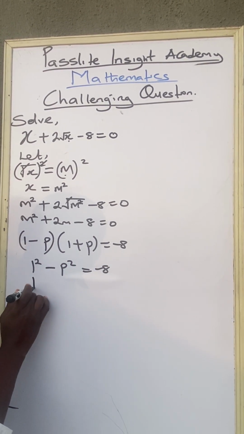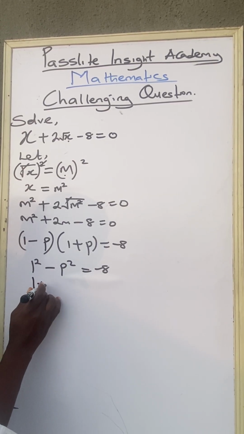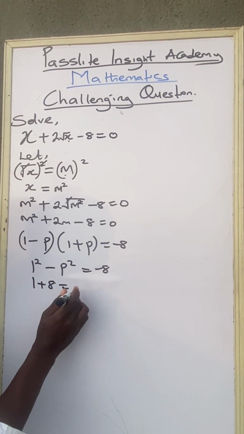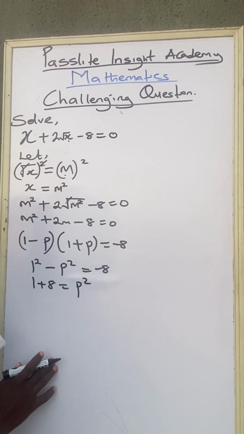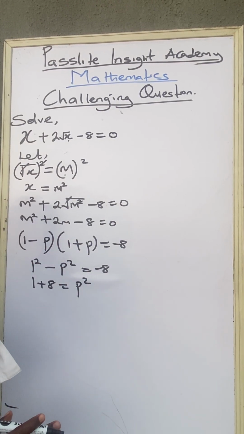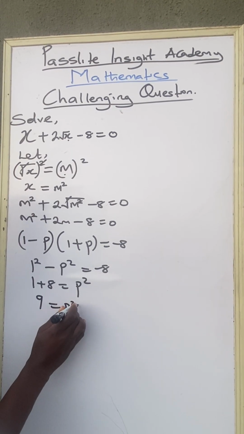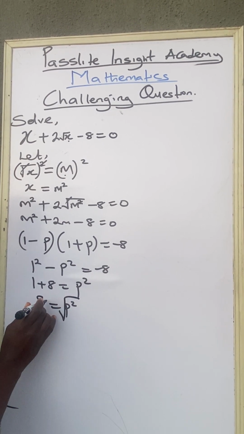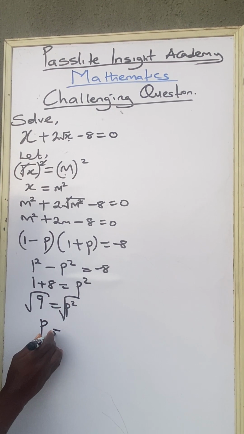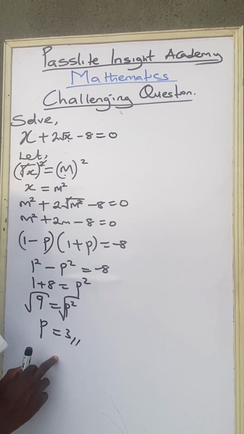So 1² is 1. Minus 8 is coming inside, that is plus 8, equals minus p² going outside, that is p². So this is a new method of factorization. So 1 + 8 is 9, equals p². Find the square root of both sides, so p = 3. So we've gotten our p as 3.